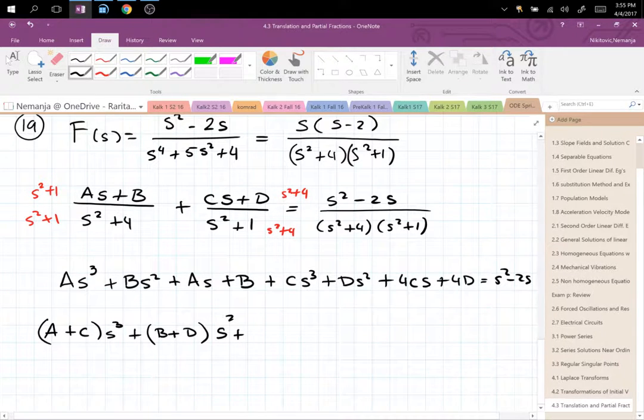No, wait, that's s squared. I still have to do s. So a plus d. Oh, wait. And plus 4c, yes, thank you. Plus 4c plus d, and that's times s. And then plus 4d.